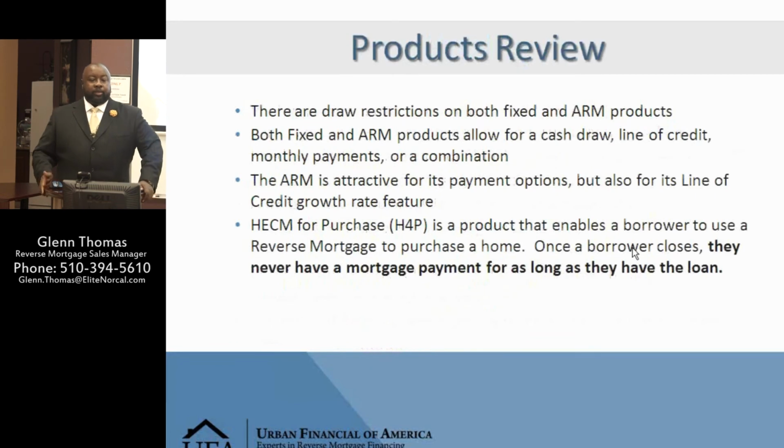All right, so like I said, there are draw restrictions on both the fixed and the ARM product. Both fixed and ARM allow for cash draw, line of credit, monthly payment, or a combination. The fixed hasn't been approved yet, so that just needs to be corrected. ARM is attractive for payment options, but also the line of credit and the growth rate. Like I said, I like the adjustable.